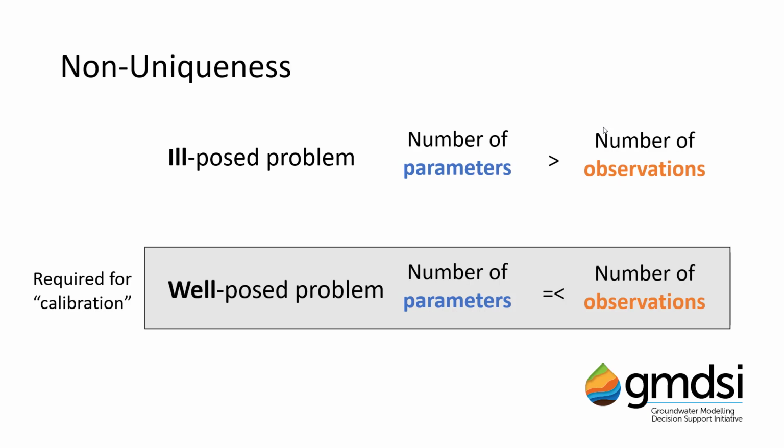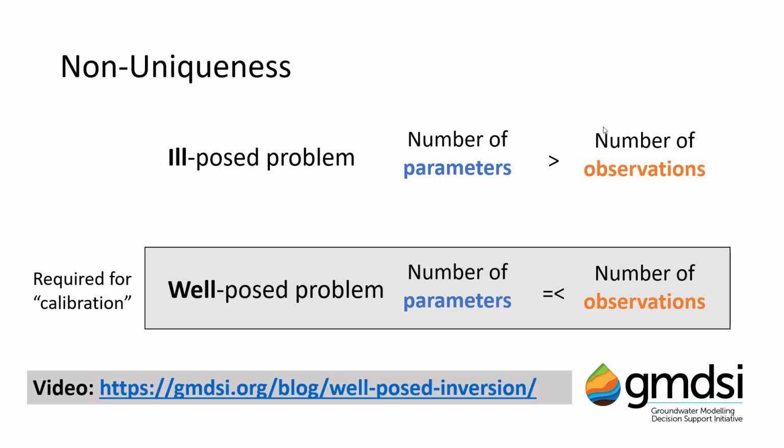So calibration can only be achieved in a well-posed inverse problem, but given what we've said so far, calibrating a groundwater model should not be possible. And it isn't, unless we employ some trickery. There is a comprehensive video by John Doherty discussing this topic on the GMDSI website. I recommend you watch it.